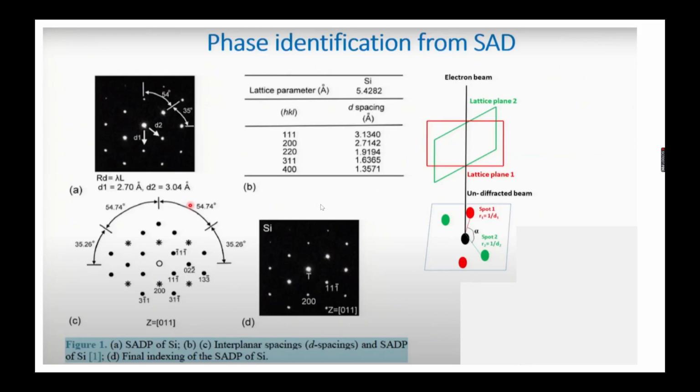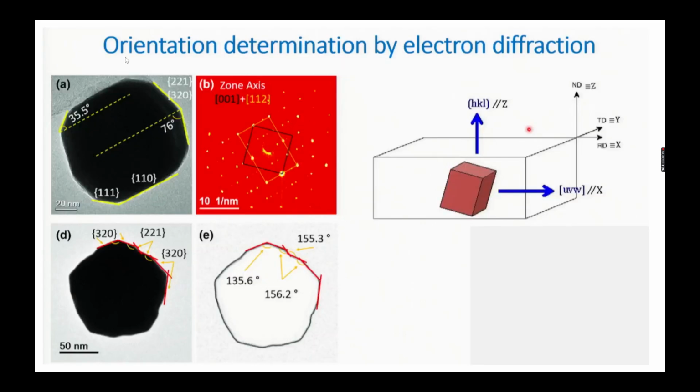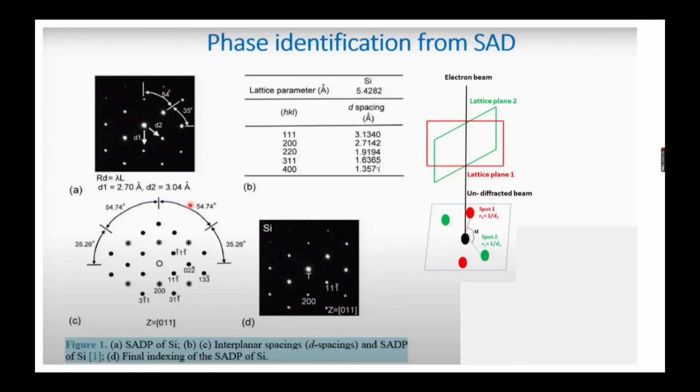So here the phase you can see, and the orientation, as somebody has said, we can also determine from electron diffraction. If you know the zone axis, the HKL and the uvw, and from the pattern you get the diffracted spot size, then you can know the orientation of your crystal. You can get this, what the orientation is, this is the angle. But here none of the above is your answer, because you can also get the lattice parameter.